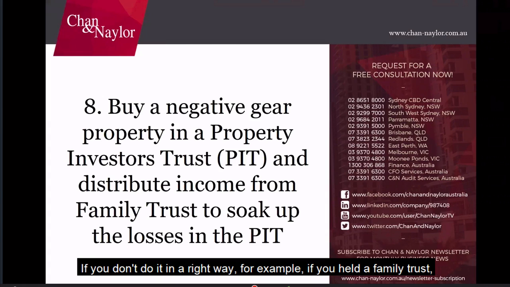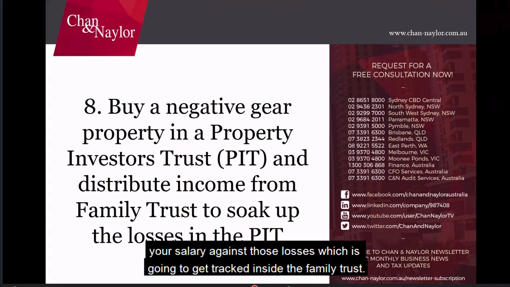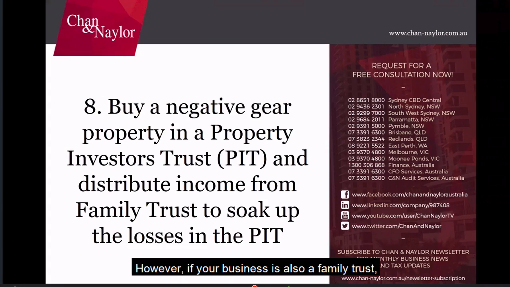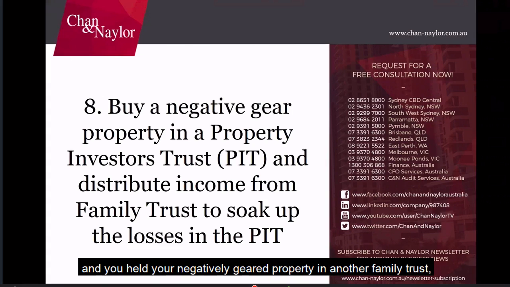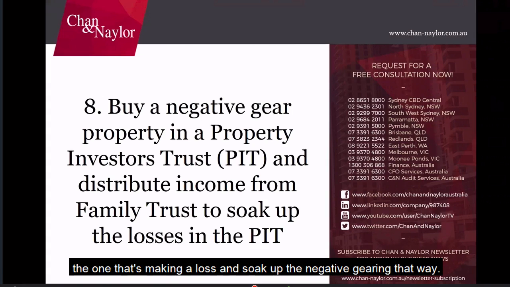If you don't do it in the right way, for example, if a family trust held the property and the losses are in the family trust, but you're a salaried worker, then you won't be able to offset your salary against those losses, which are going to get trapped inside the family trust. However, if your business is also a family trust and you held your negatively geared property in another family trust, you can distribute the income from the first family trust to the loss-making trust and soak up the negative gearing that way.